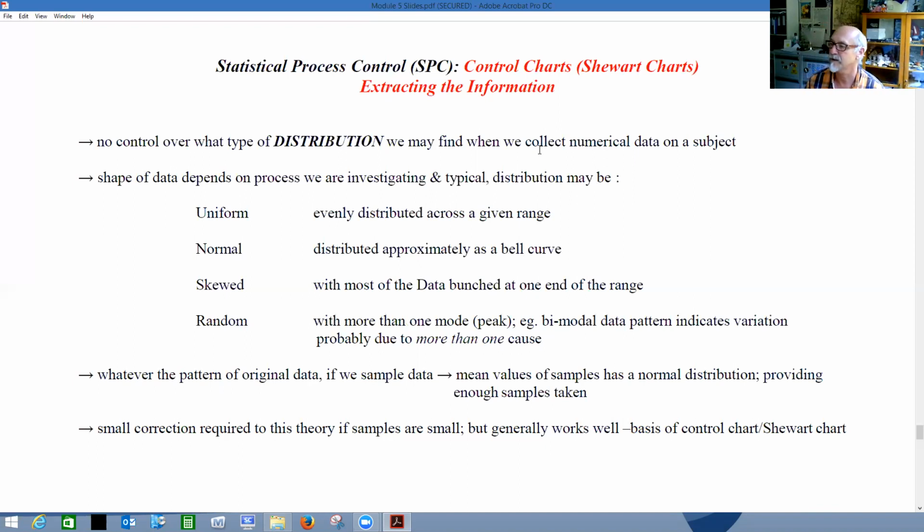Now, whatever the pattern of the original data, if we sample data, mean values of samples have a normal distribution providing enough sample size. So in other words, pretty much if you keep collecting data, the mean values of things typically follow a normal probability distribution, that bell-shaped curve for the mean values. A small correction is required to this theory if samples are small, but generally it works well.